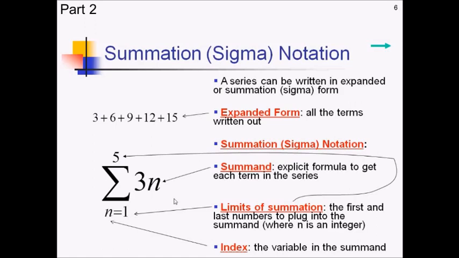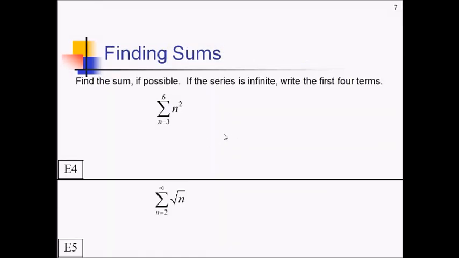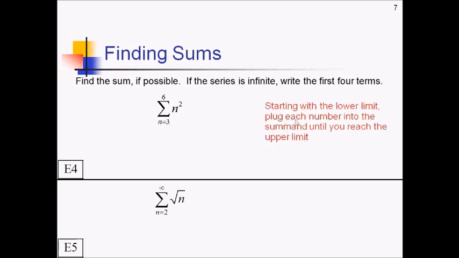in for. For the next few examples, we're going to try to evaluate some things that are in the sigma form of a series. So find the sum if possible. If it's an infinite series, we're going to write the first 4 terms instead. Let's try this first one out together. So the general idea here is, starting with your lower limit, you're going to plug each integer, each number, into the summand until you reach the upper limit.